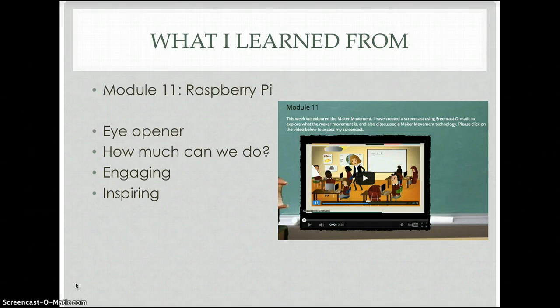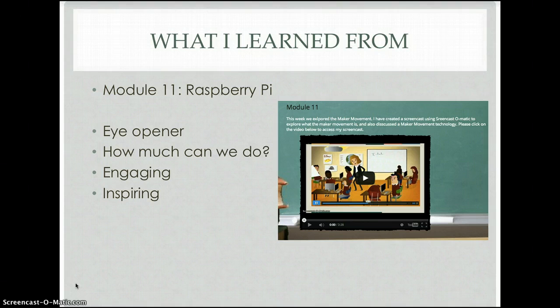The third one was Module 11. It was about the maker movement, and I chose to explore the Raspberry Pi. This was by far the biggest change for me. It was completely an eye-opener. It showed me how much we can do with technology. This is one of the biggest engaging activities that I've explored.